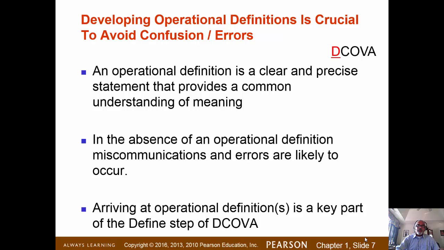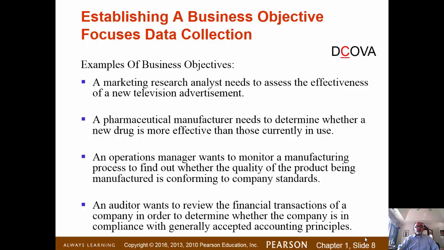So for that, we need to make sure that there is no confusion in terms of what each variable means. An operational definition and a precise statement of each variable, what it means, must be developed. In the absence of a correct definition, you're going to have errors in data collection. So for that, the first step is to establish a business objective. I talked about business objective earlier.